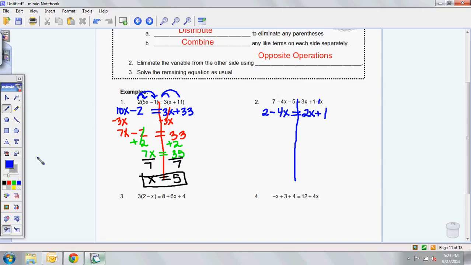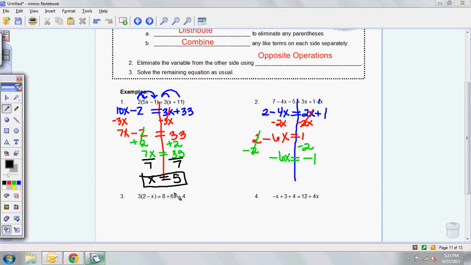Now we're moving on to the next step, which is just getting the variable to one side. Remember, left is best. So I'm going to subtract 2x on both sides to get those x's together. I'm left with 1 on this side. I have 2 minus 6x. The next step is going to be getting this x all by itself on this side. So I'm going to subtract 2, do the opposite on both sides. I'm left with negative 6x is equal to negative 1.